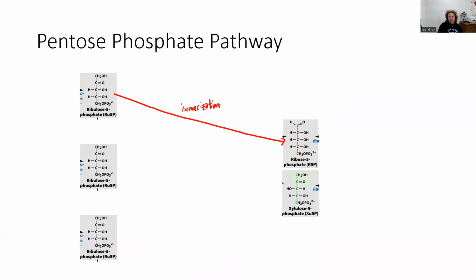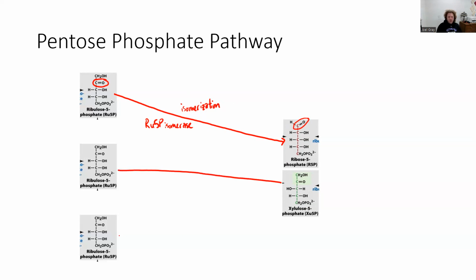The reaction is going to be catalyzed by Ru5P, or ribulose 5-phosphate isomerase. What we're going to have is we're going to take our carbon number 2, which is our carbonyl carbon. That's going to now be carbon number 1. Our carbonyl carbon is going to move up to the 1 position. So ribulose 5-phosphate isomerase is going to catalyze that reaction.